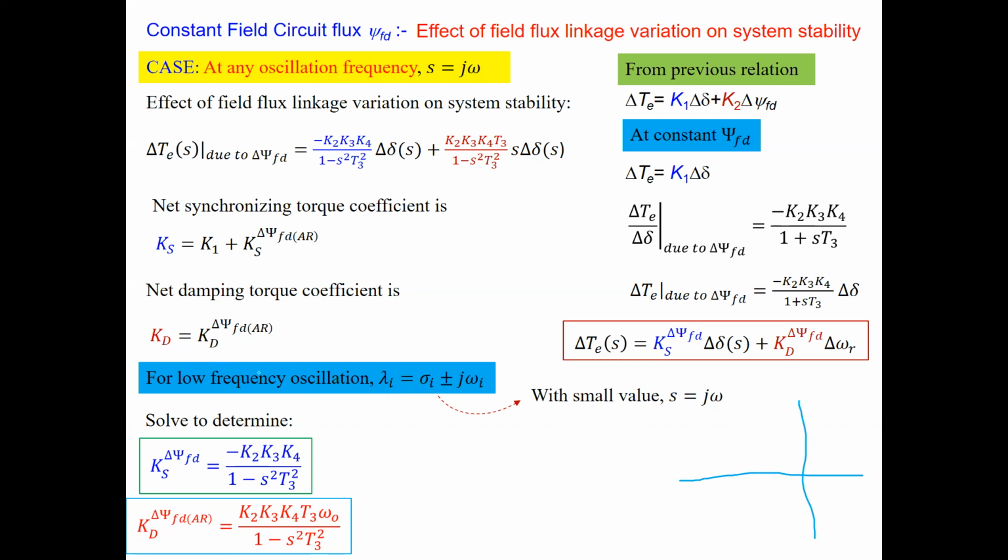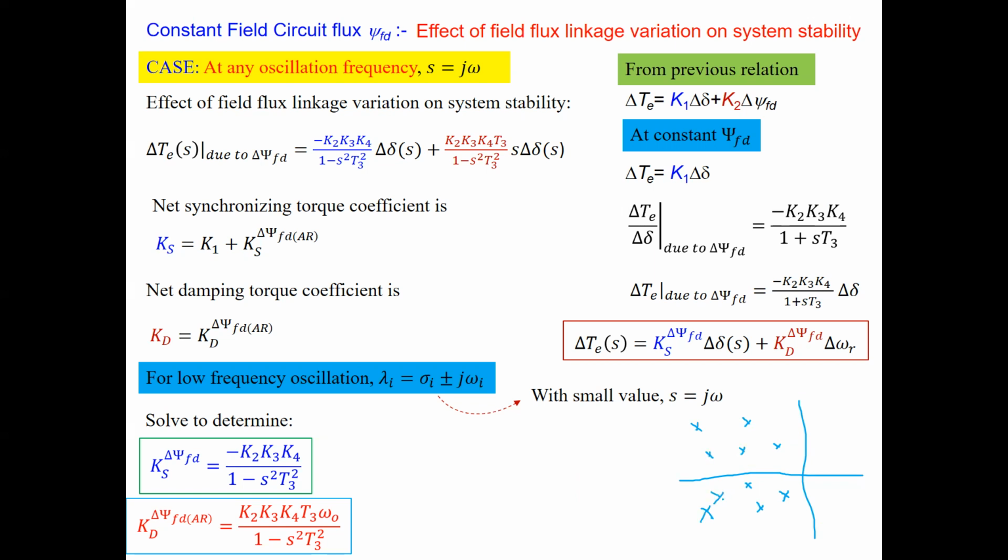But when I say dominant oscillating frequency, it means that its real component is nearest to the imaginary axis. There will be several eigenvalues, right? There will be several of them.